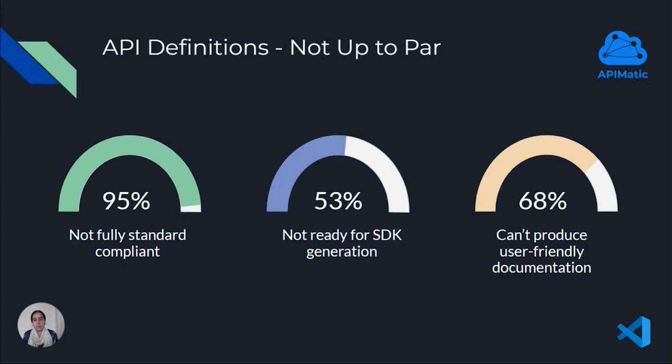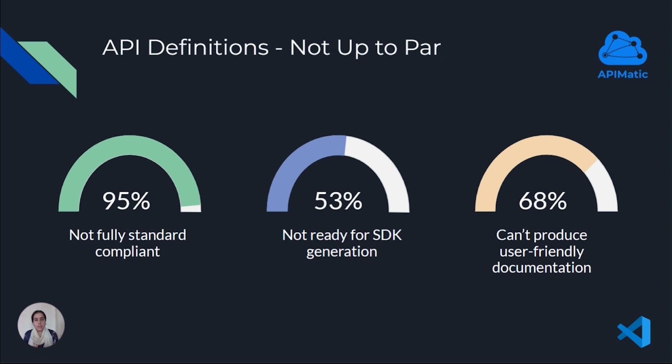Then 53% of those API definitions were not fully ready for SDK generation. For example, one of the common issues we've seen affecting code generation is inline schemas. And lastly, 68% of them could not produce user friendly documentation because they lack descriptions and examples for various components of their API definition.